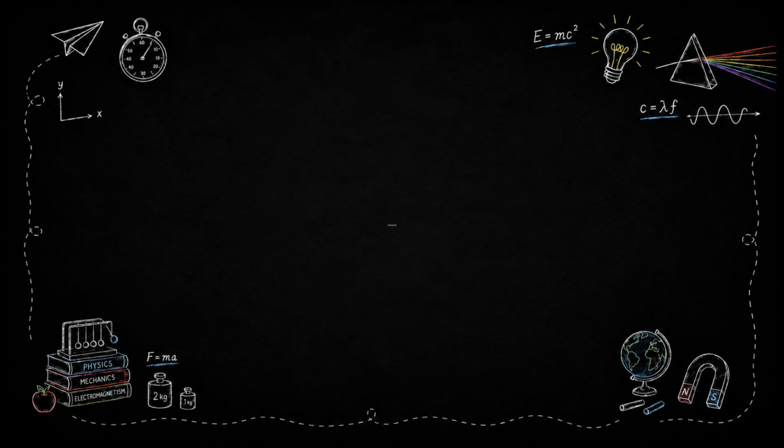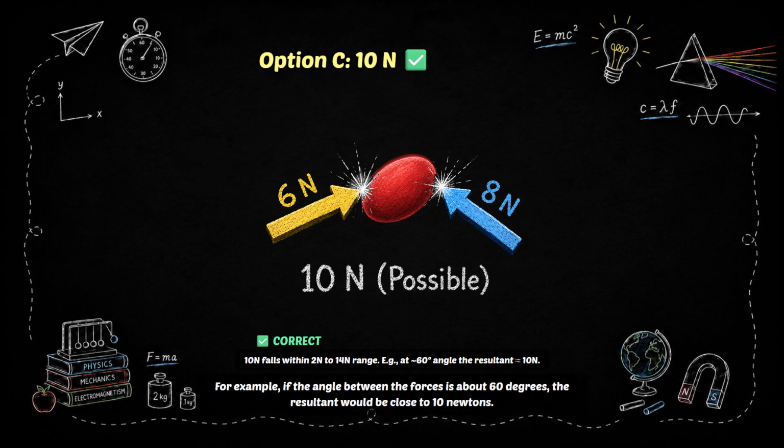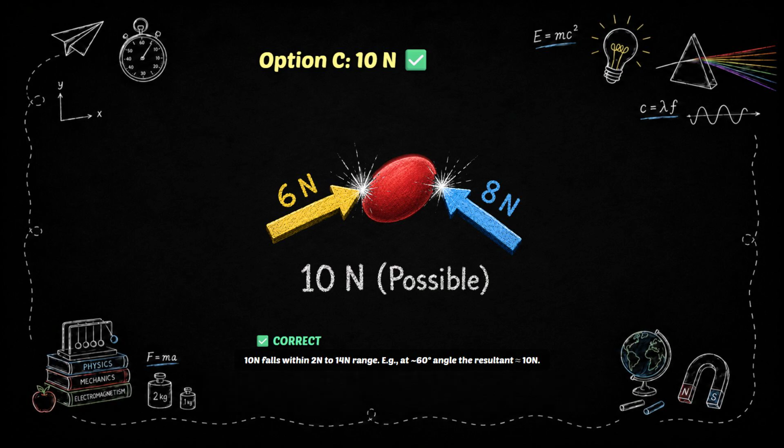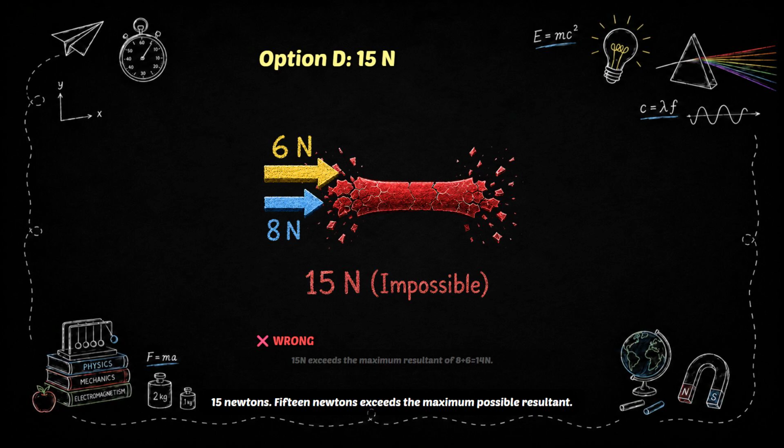10 newtons. 10 newtons falls within the possible range. For example, if the angle between the forces is about 60 degrees, the resultant would be close to 10 newtons. The exact calculation or a quick sketch can confirm this is a valid value within the range from 2 to 14 newtons.